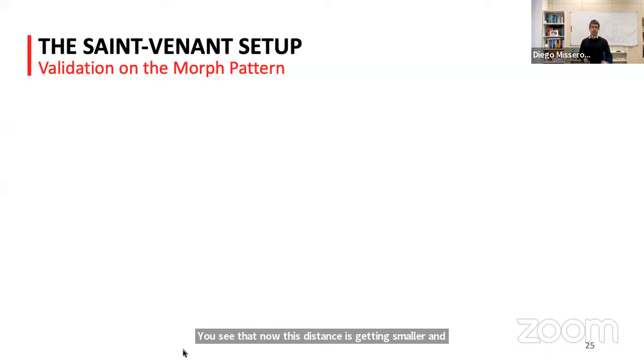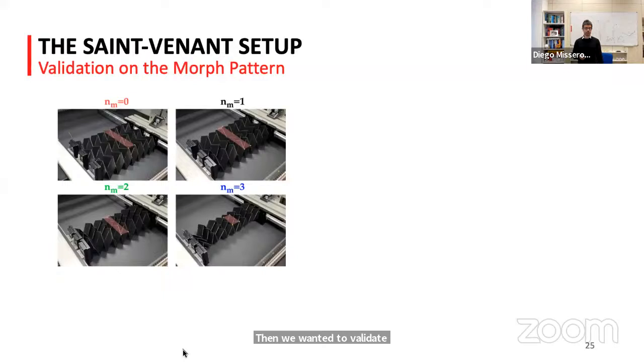Then we wanted to validate this setup also on the morph pattern. The unique property of this pattern is that it can present different in-plane mechanical behavior by changing the assignment of one cell in the line. For instance, here we have the case where all the cells are in the egg box mode. So it means that we have zero Miura mode type cells here.